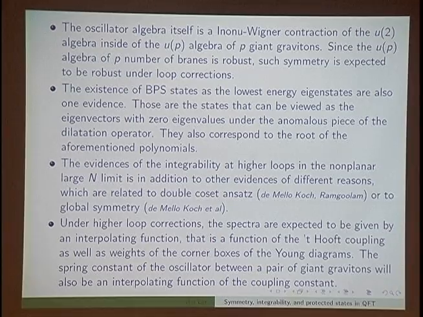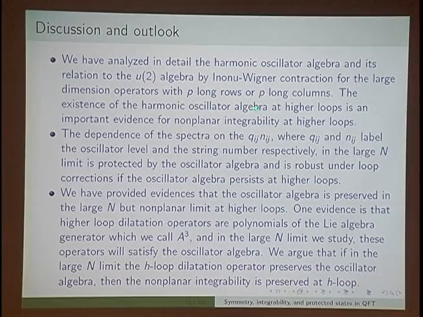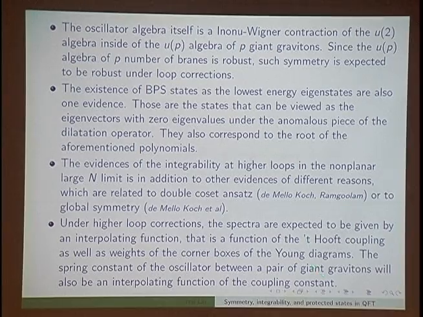So the main influence of the oscillator algebra on the spectrum of the operators is also twofold. One is that it protects the Qij, Nij dependence, where Qij is the oscillator level and Nij is the number of open strings. The second is that it leaves open an interpolating function. It cannot determine the interpolating function by the oscillator algebra alone. So the interpolating function has to be determined by the details of the interactions of the system. This is a function of the 't Hooft coupling and also depends on the weights of the corner boxes of the Young diagram.